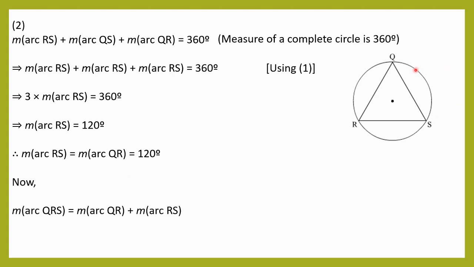Now, if you look at arc QRS, it is a combination of arc QR and RS. So measure arc QRS will be equal to measure arc QR plus measure arc RS. Now we know that measure arc QR and RS is 120 degrees. So we'll substitute 120 degrees for QR, similarly 120 degrees for RS. So 120 degrees plus 120 degrees, we get 240 degrees. Therefore, we can say that measure arc QRS is equal to 240 degrees.